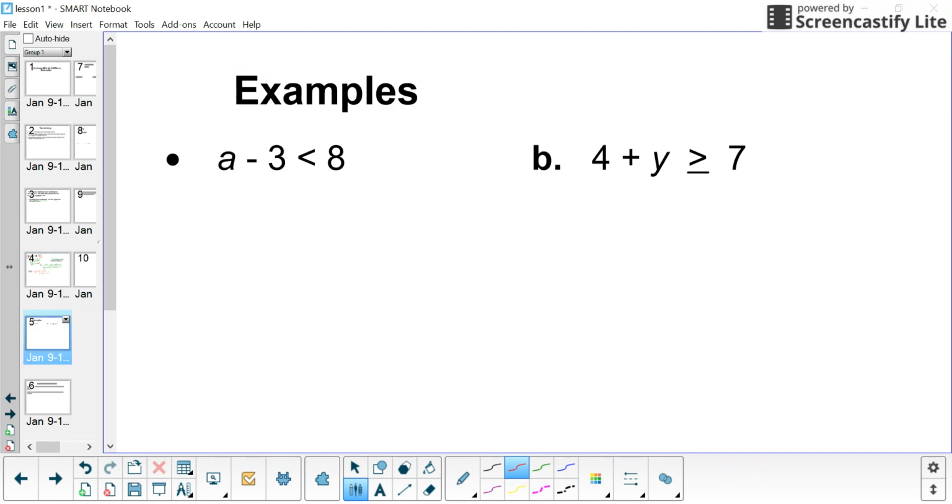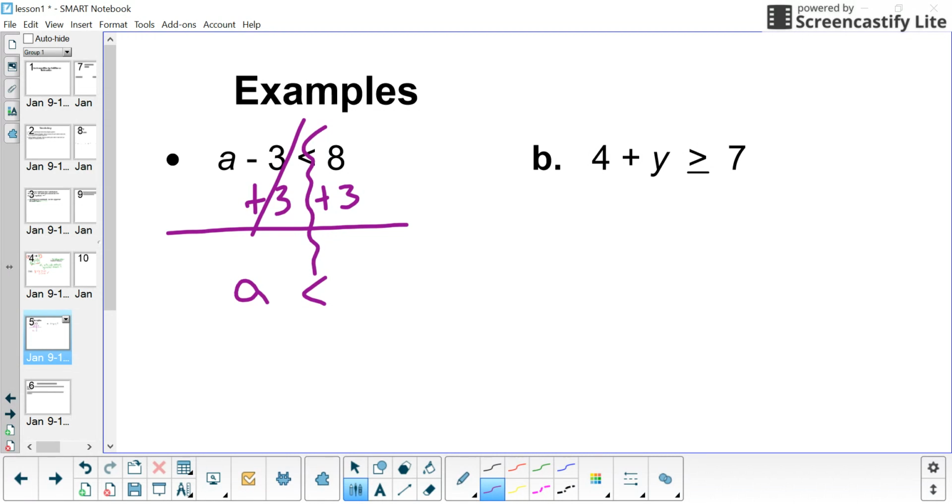Here are another 2 examples. Start with your constant. My constant is minus 3 in this problem, so the opposite would be to add 3 on both sides. Remember, you're doing it on both sides of the inequality symbol. Minus 3 plus 3 gets you 0. I'm left with a is less than 8 plus 3, 11.